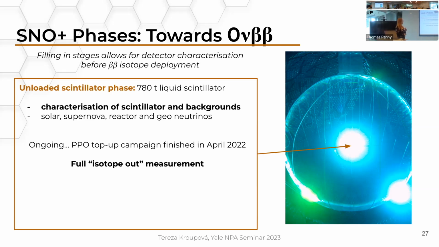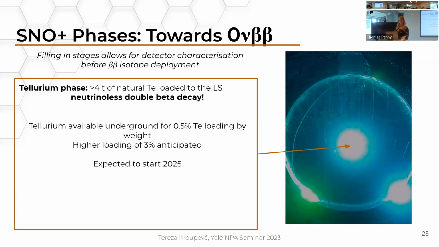Again, we're also doing some supernova and reactor antineutrinos at that same time, and I'll talk about what is the result of the backgrounds and how does that compare to what I've been advertising at the start in a little bit. And then finally, we're expecting to start taking tellurium data in 2025 with first 0.5% tellurium loading by weight, but already being confirmed for 3% in the future.